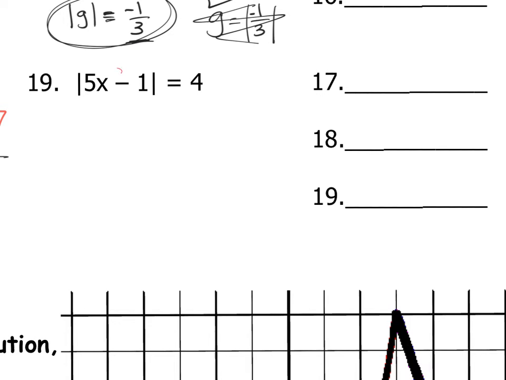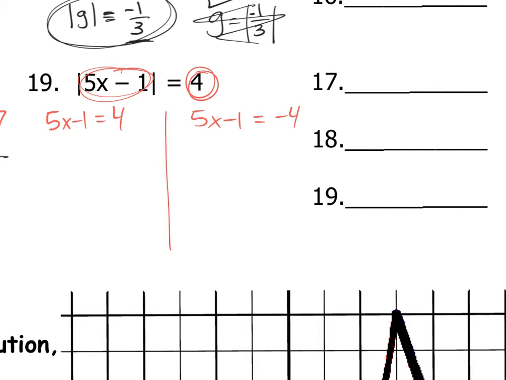Finally, the last one is the same situation. I have 5x minus 1 equals positive 4, and I have 5x minus 1 equals negative 4. And then I'm ready to solve. On the left, I'll add 1 to both, so I have 5x equals 5. Then if I divide by 5, I have x equals 1 for one answer.